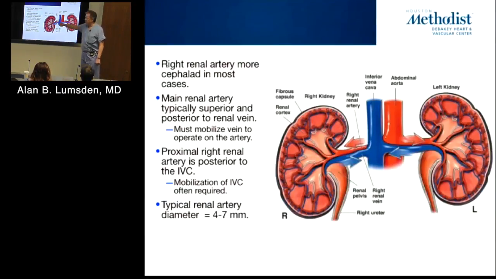And so you start jamming things in there. It's so flimsy, you tend to tear it and make it worse. You start sticking clamps in there blindly, you tend to make it worse. So we're a lot more afraid of big renal vein or big venous bleeding than arterial bleeding.